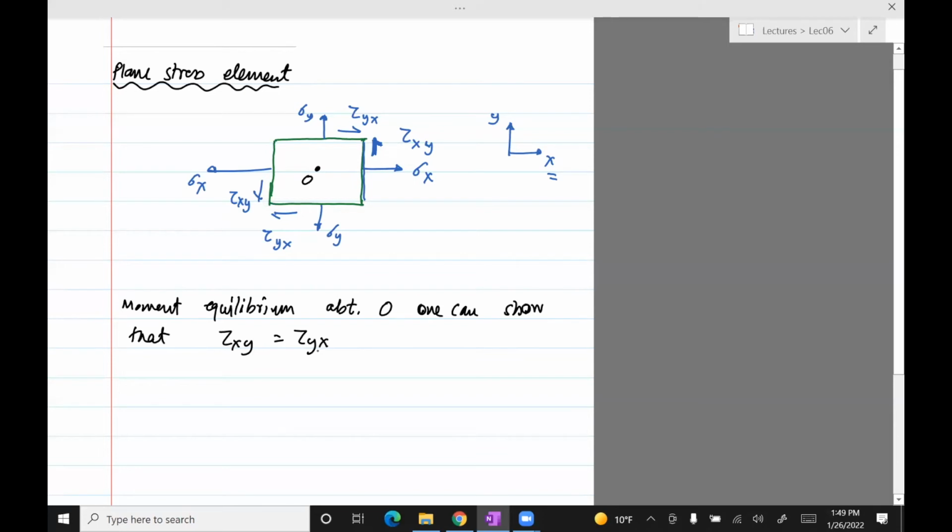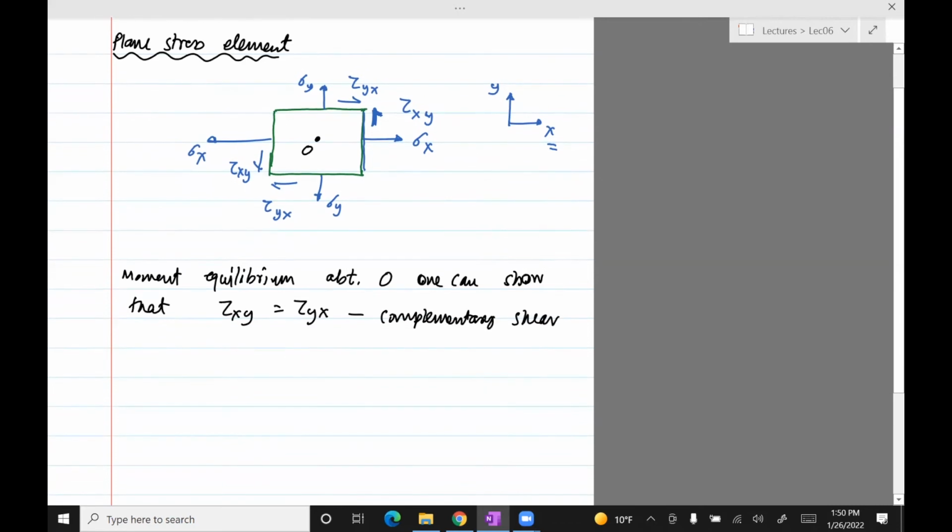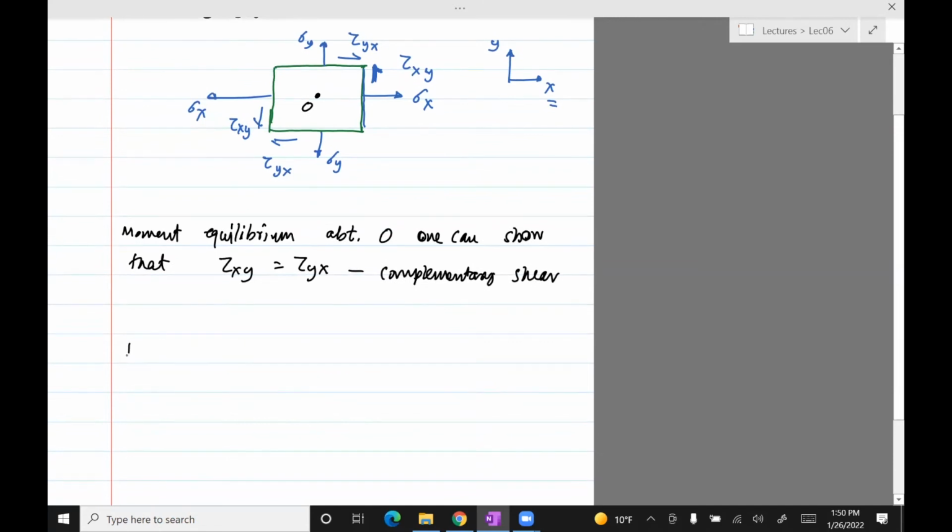If you take moments about O, tau xy on the right side, tau xy on the left side rotates the element counterclockwise, but tau yx on both sides rotates it clockwise, but it's not going to actually be rotating. So to ensure equilibrium, those forces should be equal, which means that the shear stresses should be equal. And then so tau xy equals tau yx. This is known as complementary shear. Tau xy always ensures that tau yx is equal to tau xy.